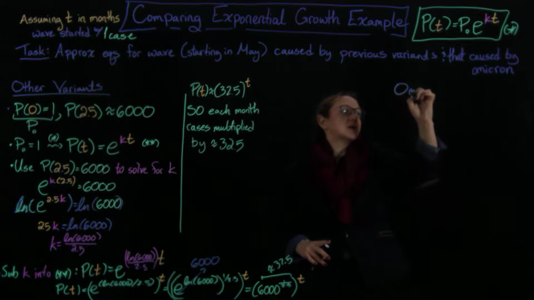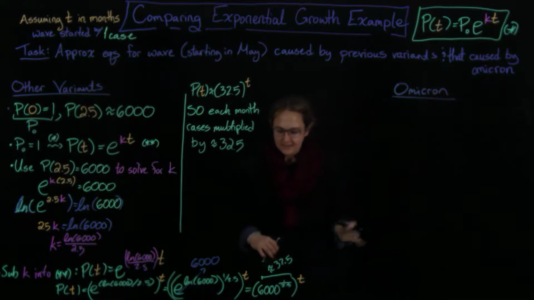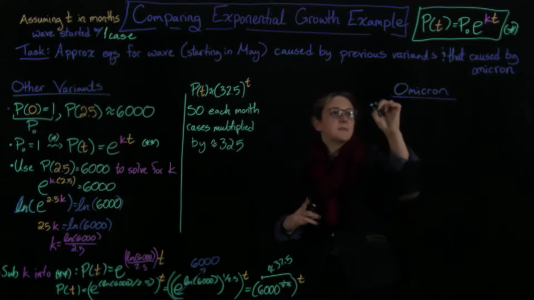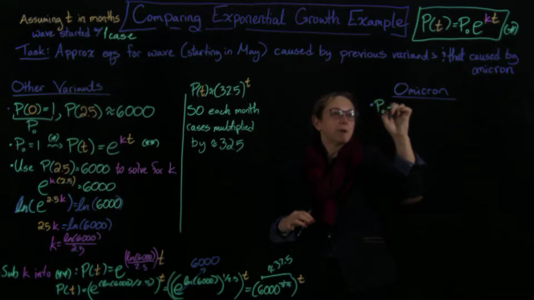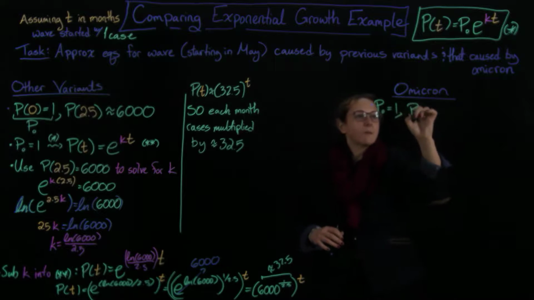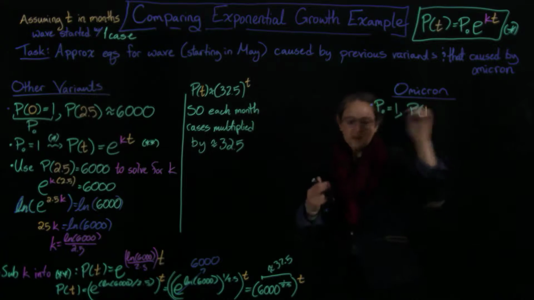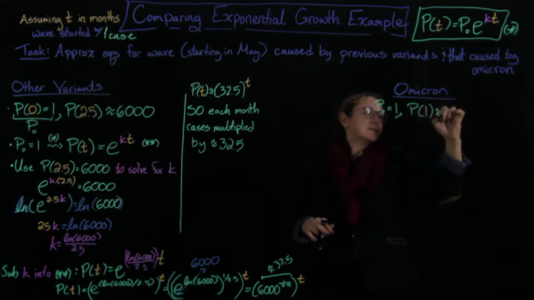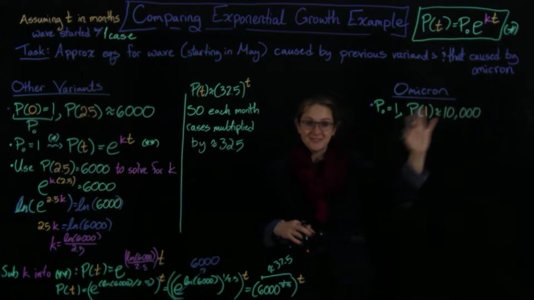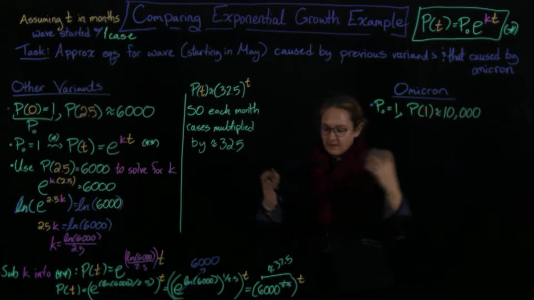So Omicron, which was much more successful at actually breaking through the fact that a large portion of the population was vaccinated. So now we again have that our P naught is equal to 1, or P of 0 is equal to 1. And in this circumstance, we're going to have that our P of 1 is going to be approximately 10,000. Okay, already you can see this is happening much, much faster. So this is not a good thing.